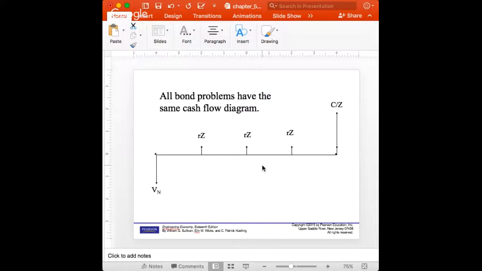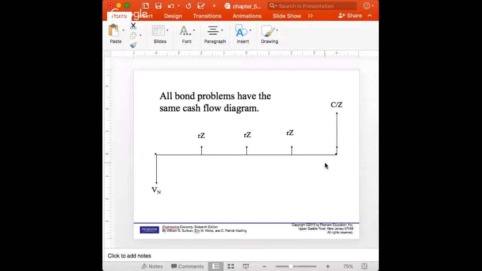Okay, there it is. Every bond problem has the same cash flow diagram. They're all the same, just like this. And this is it. V sub n is the purchase price or value of the bond at time 0. That is when the bond is purchased. R times Z, the value R times Z, we'll talk more about these values in the next slide, is the periodic uniform dividend payment that you receive, the bondholder receives from the bond.